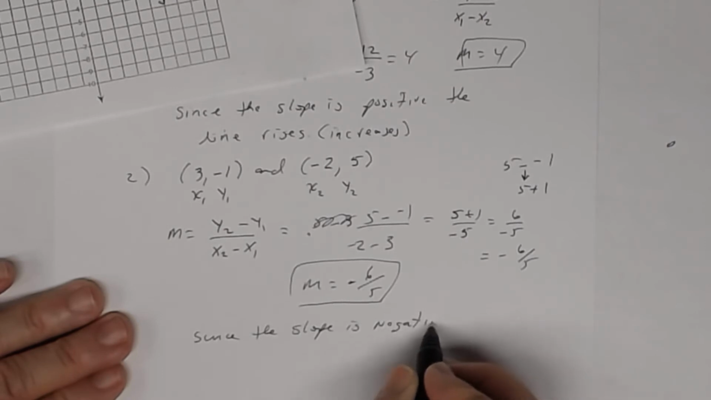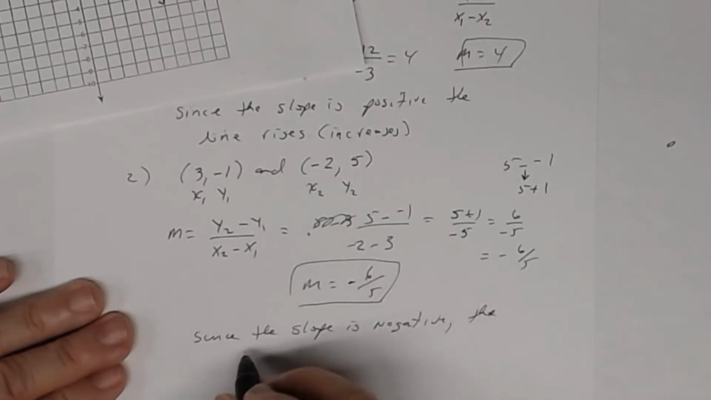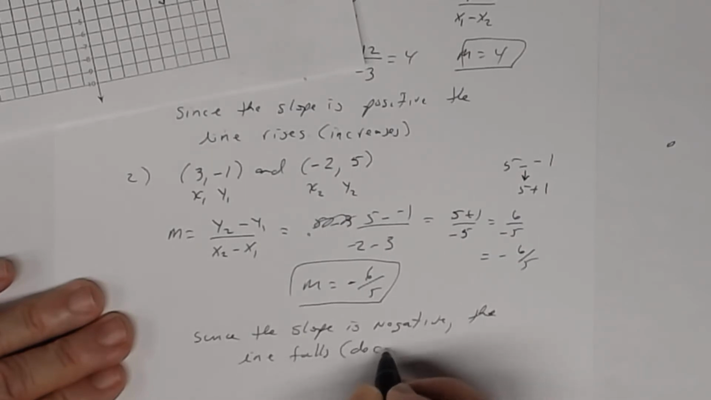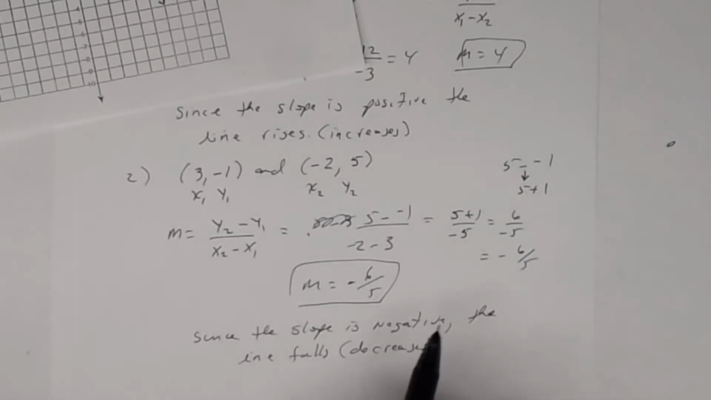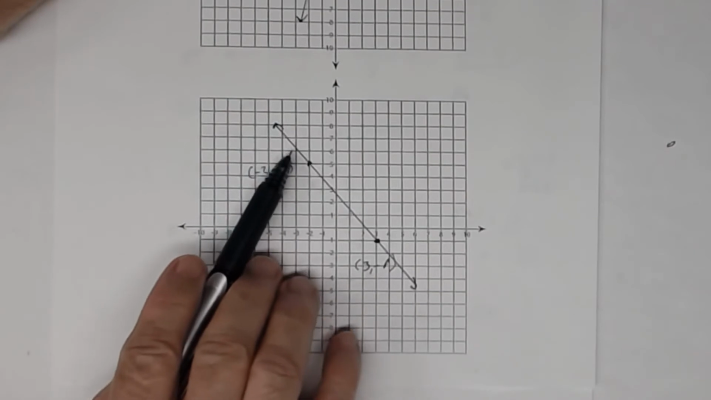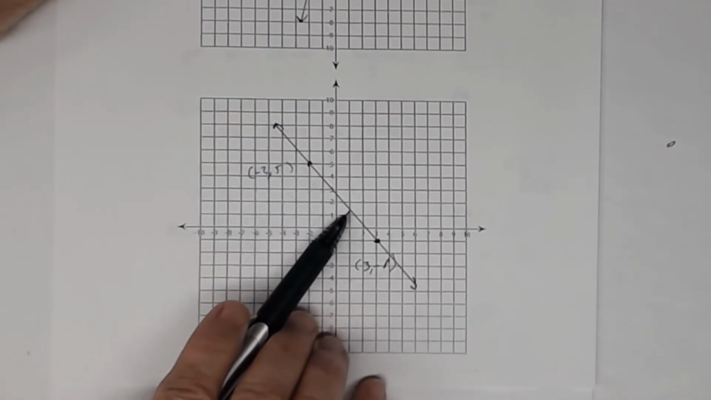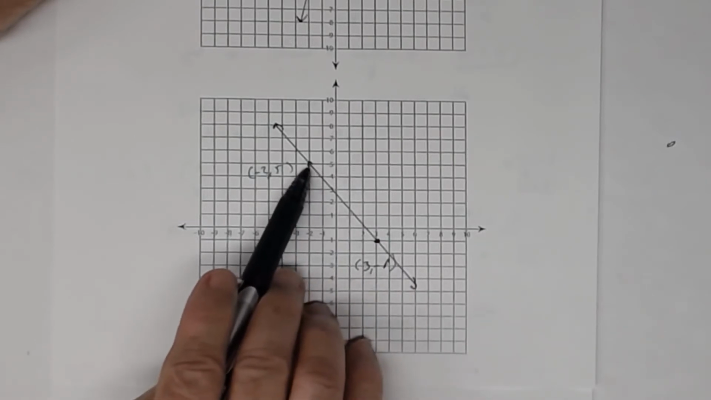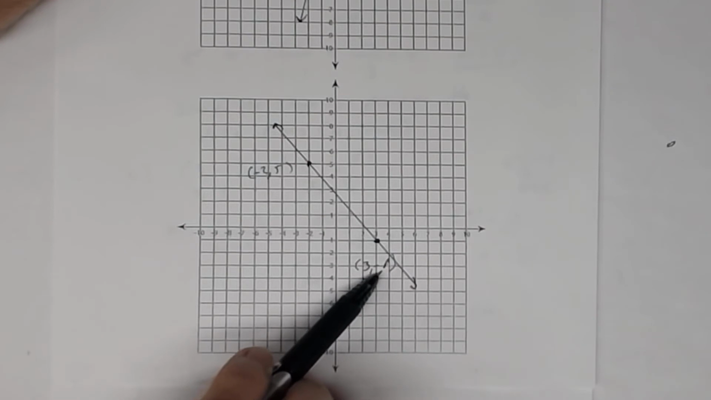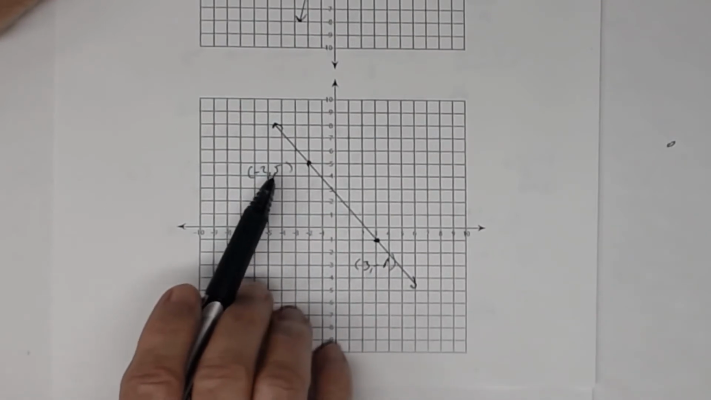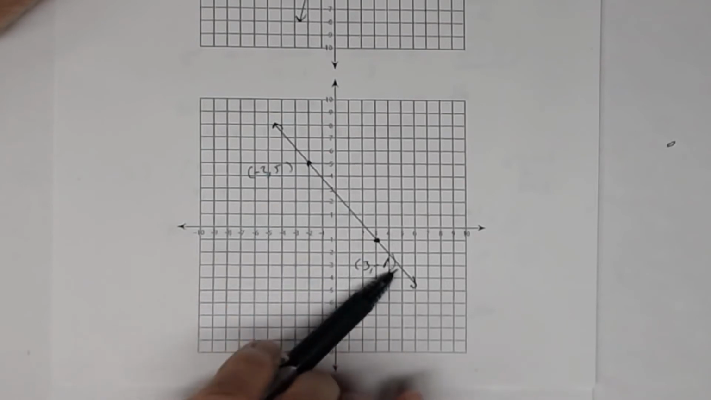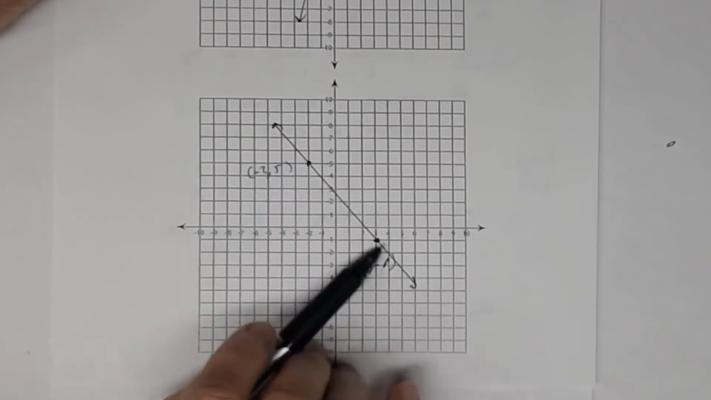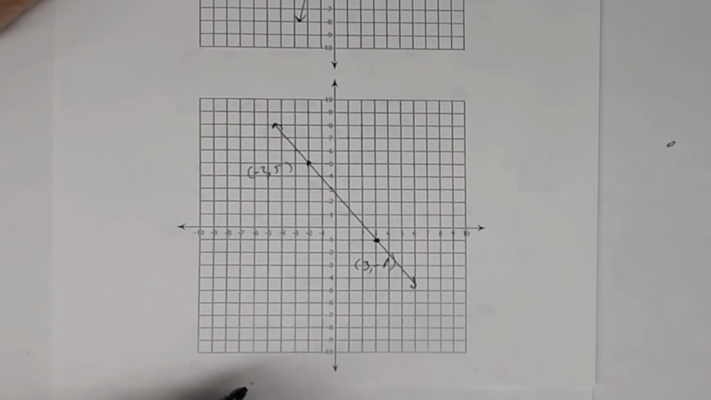So since the slope is negative, the line falls. Okay, or we can say decreases. And when I say decreases, this is really what I mean. As I go from left to right, those y-coordinates of those points are decreasing. They're getting smaller and smaller. So you see this y-coordinate's 5 right here. What's this y-coordinate right here? -1, right? So -1 is smaller than 5, so it's getting smaller. That's what I mean by decreasing. So when we say it's falling, it actually means those y-coordinates are decreasing.